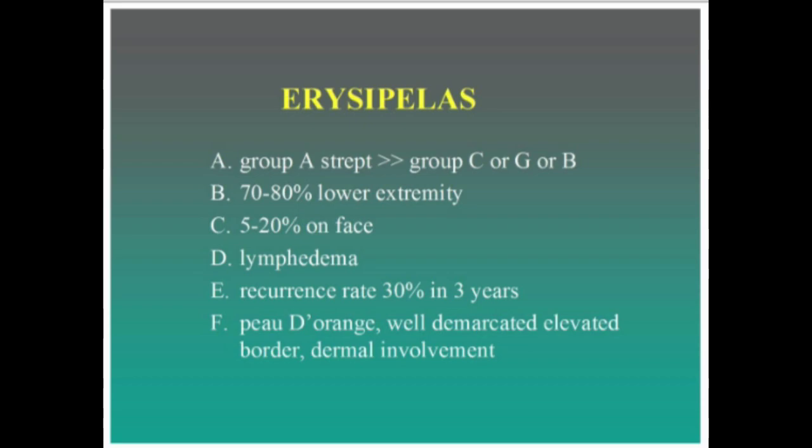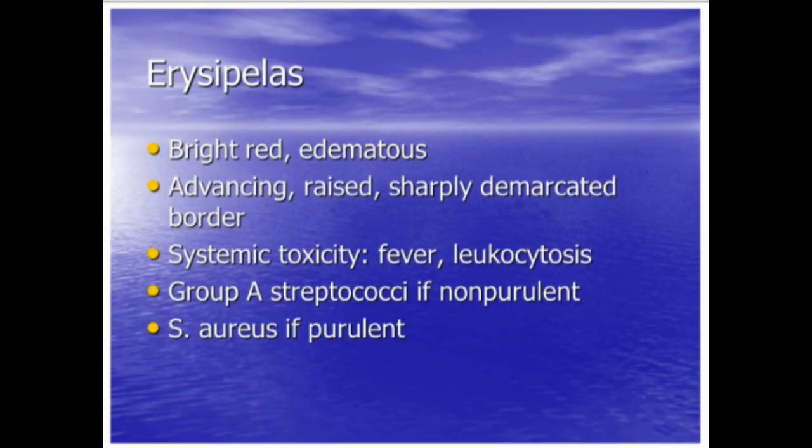So again, we talk about advanced raised, sharply demarcated borders. Systemic toxicity can be seen as opposed to cellulitis. Cellulitis is more indolent. With erysipelas, the patient appears slightly more toxic. Staph aureus can cause erysipelas when there is pus seen in any of the sites.